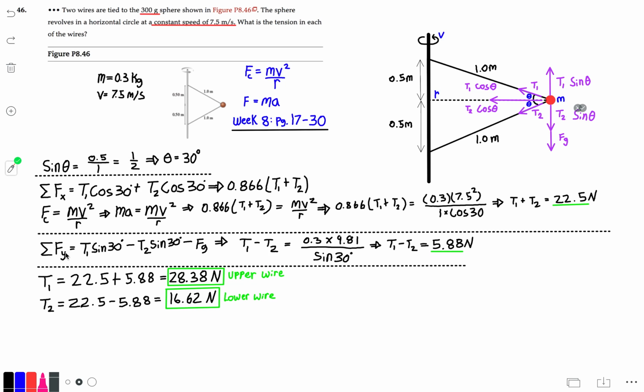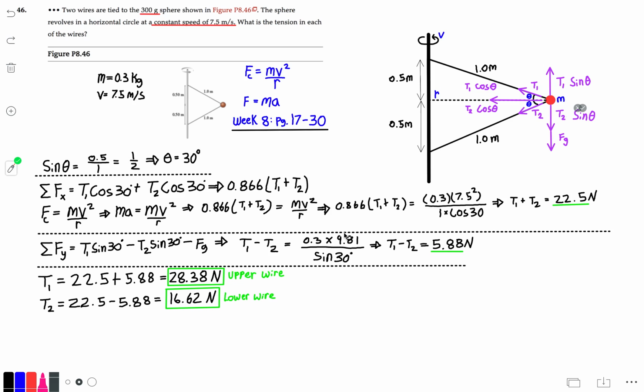From here, we can solve for our forces in the y direction. We have our tension force in the y direction, as well as our force due to gravity and our tension force in the positive y direction. Again, after some algebra, we get that T1 minus T2 equals 5.88 newtons. From here, we can just add and subtract to get the relationships.